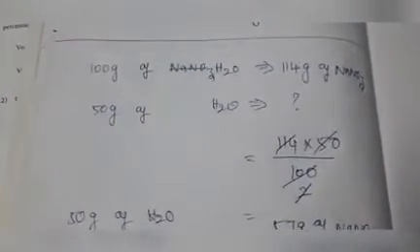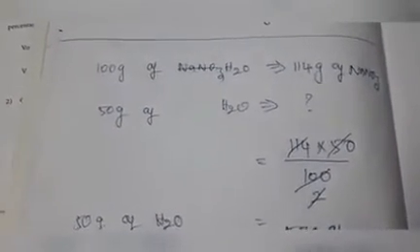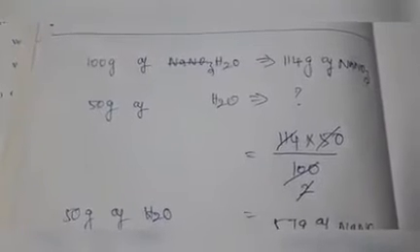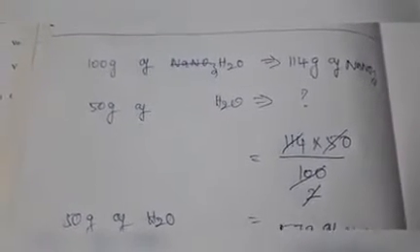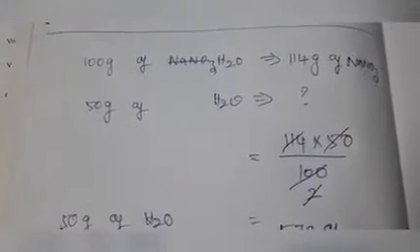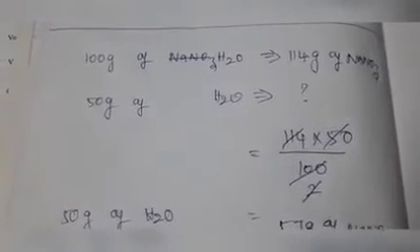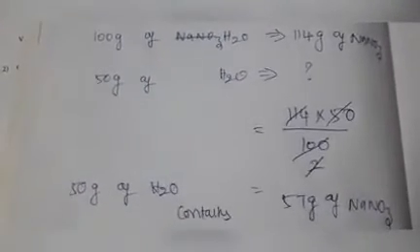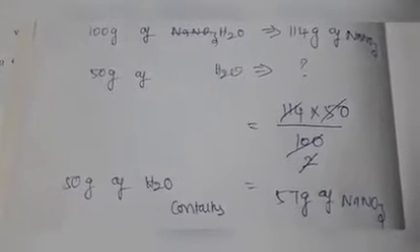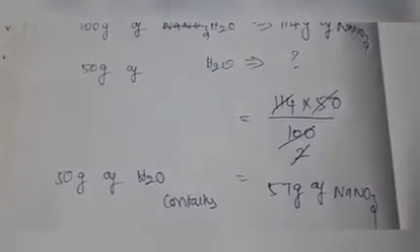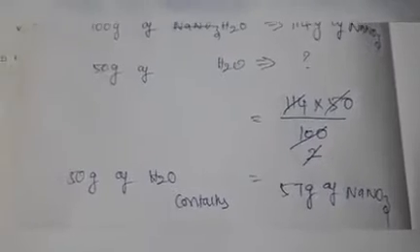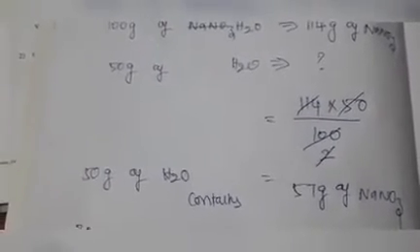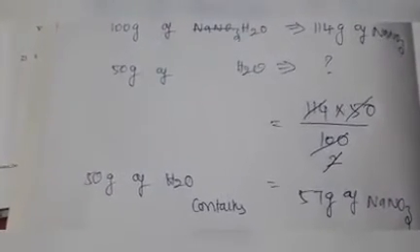100 grams of water contains 114 grams of NaNO3, so 50 grams of water contains how much NaNO3? 114 into 50 divided by 100. If you simplify, you will get 57 grams. That means 50 grams of water contains 57 grams of sodium nitrate at 50 degrees Celsius. Like that you have to find out at 30 degrees Celsius.